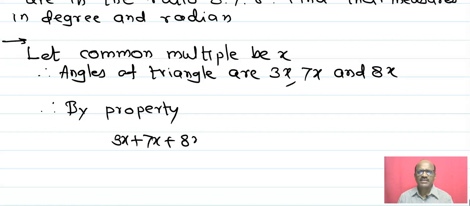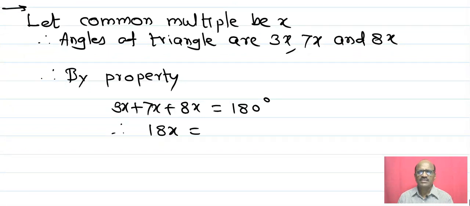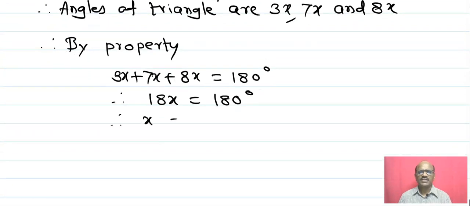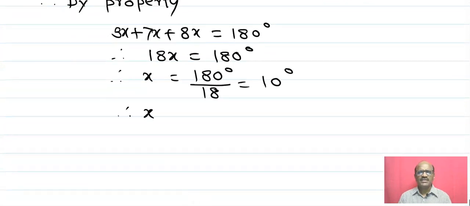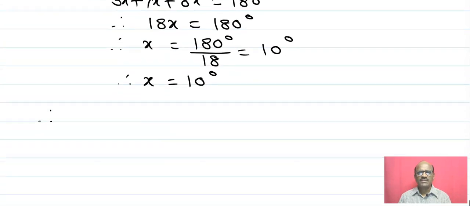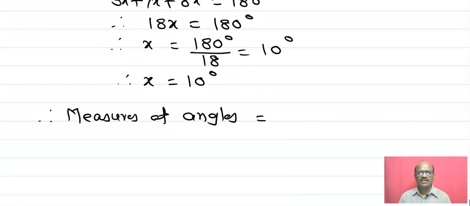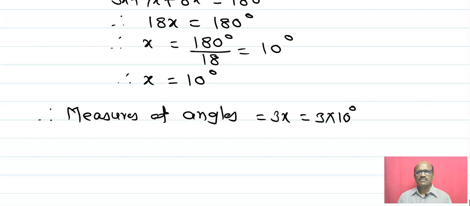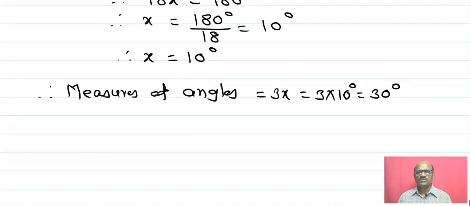That is, 3x plus 7x plus 8x is equal to 180 degrees. That's why 18x is equal to 180. Therefore, x is equal to 10 degrees, 180 upon 18. Now, the measures of the angles are: the first is 3x, that is equal to 30 degrees.